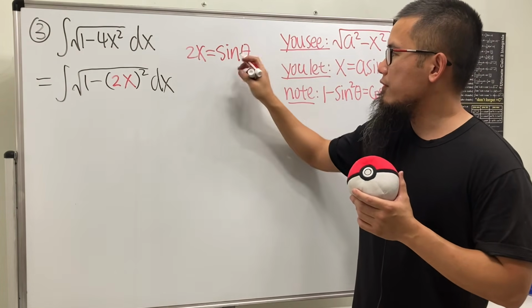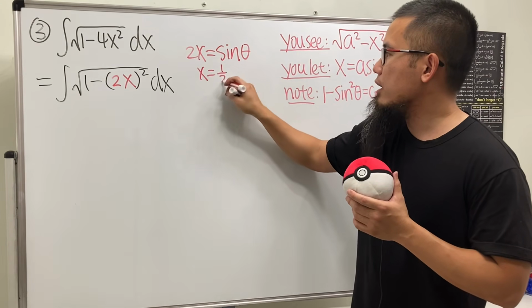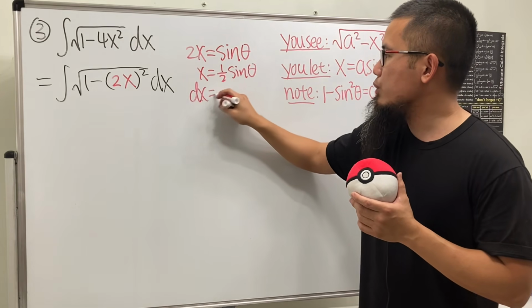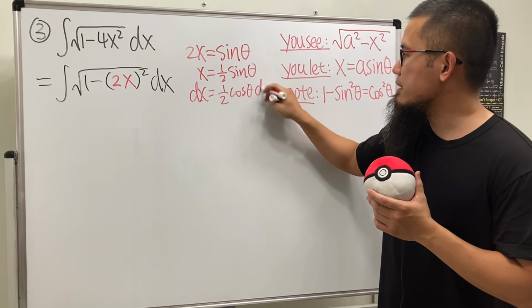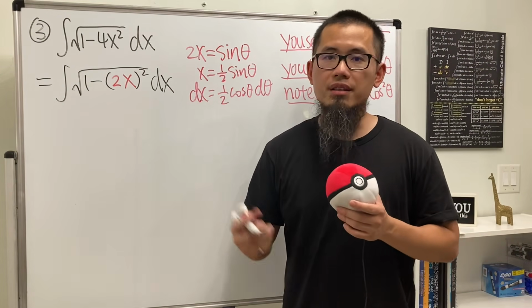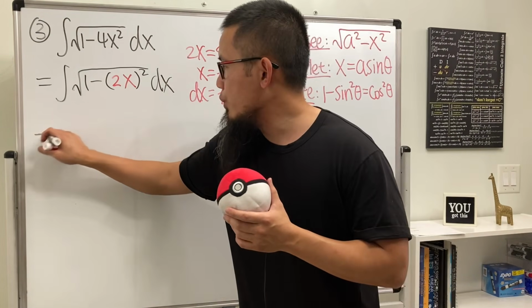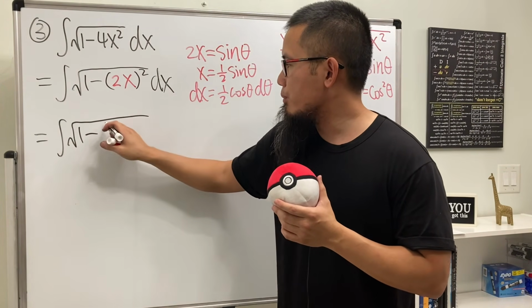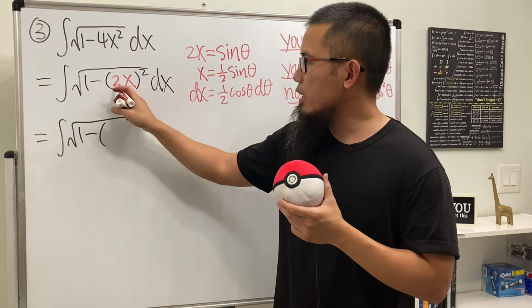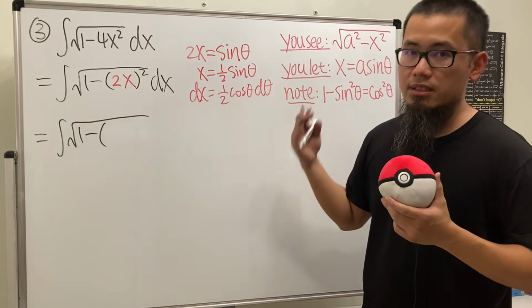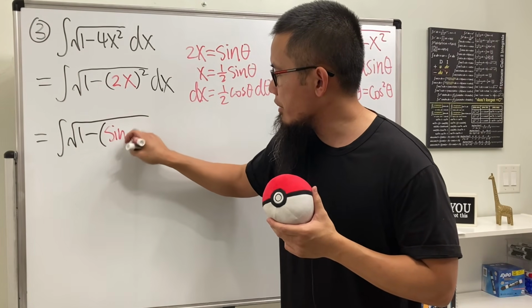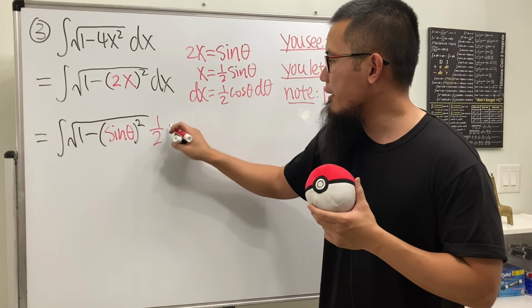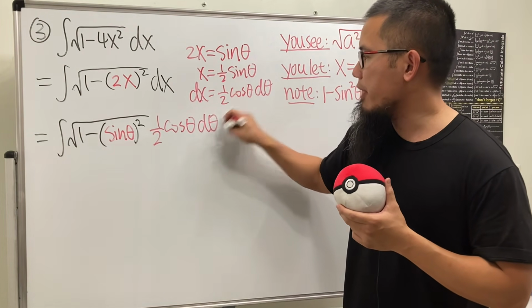Once we have this, we can divide the 2 on both sides before we differentiate. So x is equal to 1/2 sine theta, and then dx is equal to 1/2 cosine theta d theta. So now we can take this integral to the theta world. And we will get the integral, and then we have the square root of 1 minus parentheses, and now we see inside here we have 2x, and that's exactly what we said to be the sine theta. So I can just replace that right here. And then we have to square that, and then the dx is all that. So multiply by 1/2 cosine theta d theta.